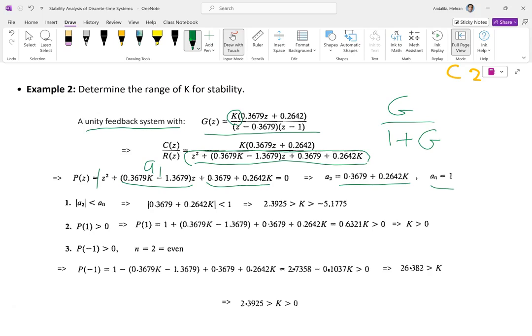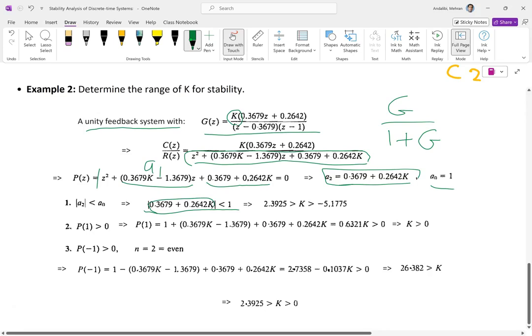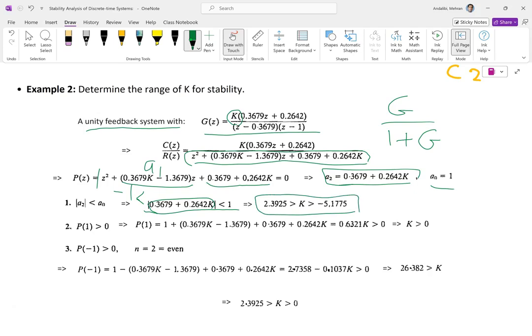The magnitude of a2, this one, should be less than a0, which is 1. So this is your first condition. And clearly, if you solve this, you know how to do it, right? That means this inside term should be between negative 1 and positive 1. So one time you solve it for negative 1, one time you solve it for positive 1. If you do so, it gives you a range of K between negative 5.1 and 2.39. So as long as K is in that range, your first condition is satisfied.